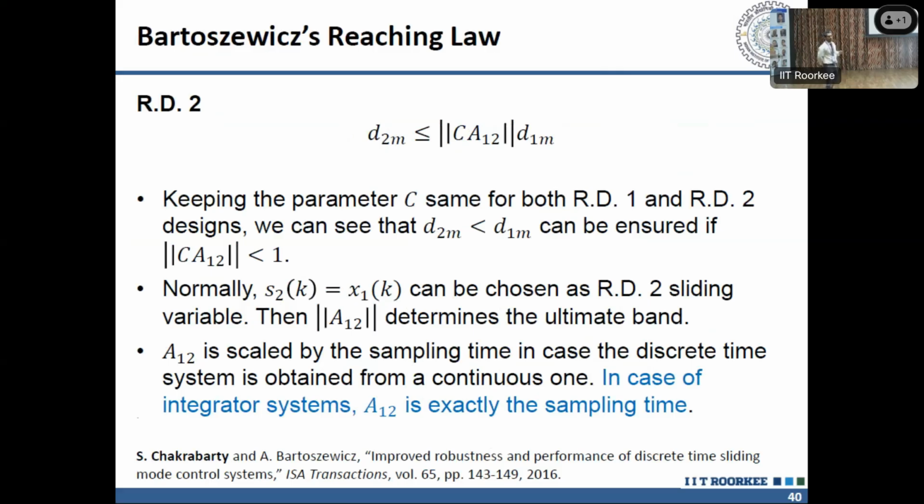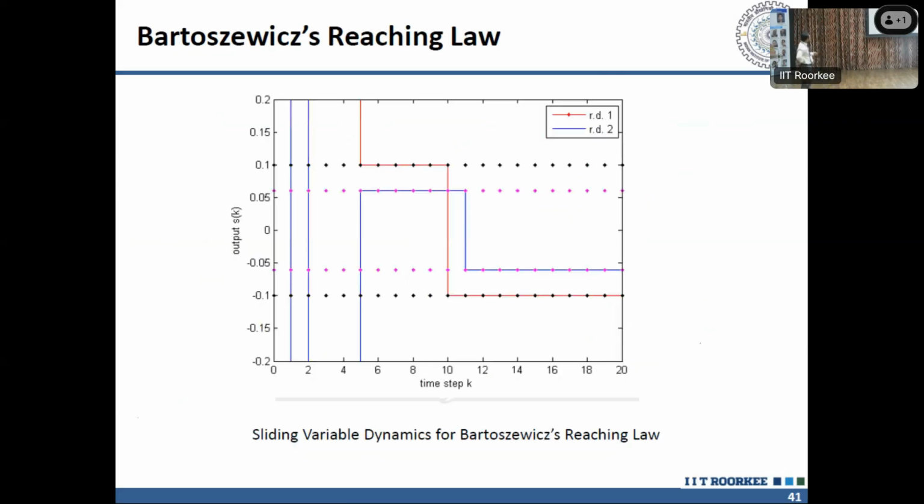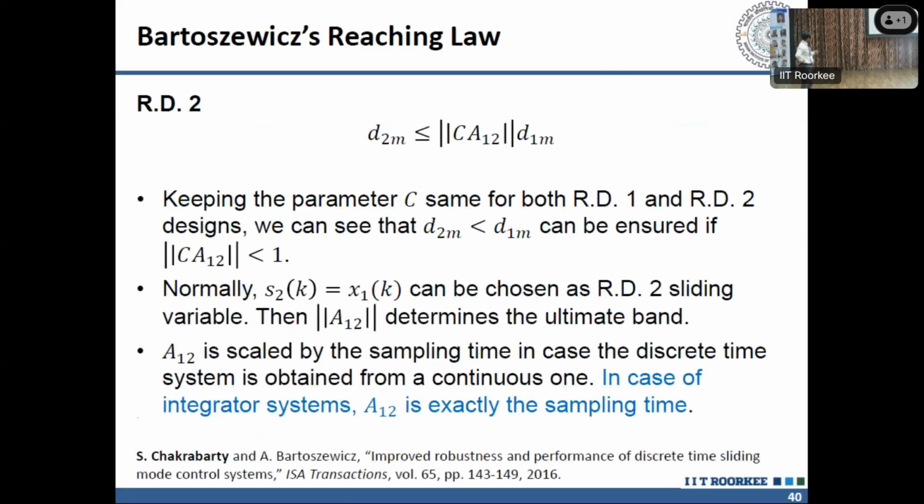In case it is an integrated system, it is exactly the sampling time. And sampling time, obviously you know, is quite a low value. It is in milliseconds or microseconds like that. So it is quite a low value. So obviously this D2M is much less than D1M. There was an example system that was used in this paper to show this.